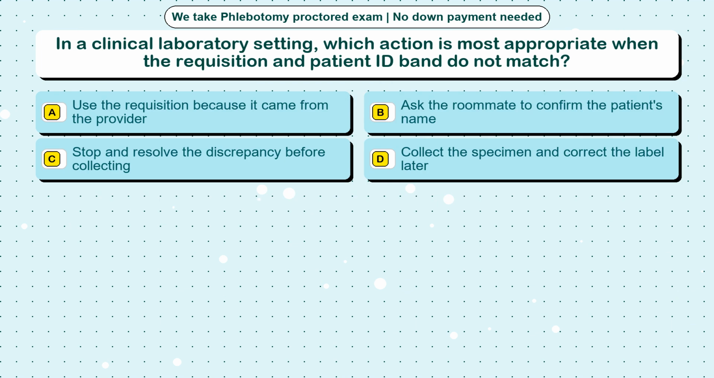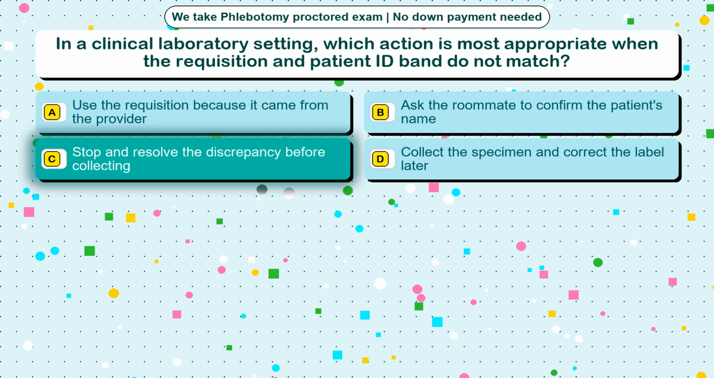Question 50. In a clinical laboratory setting, which action is most appropriate when the requisition and patient ID band do not match? Option A, use the requisition because it came from the provider. Option B, ask the roommate to confirm the patient's name. Option C, stop and resolve the discrepancy before collecting. Option D, collect the specimen and correct the label later. The correct answer is option C, stop and resolve the discrepancy before collecting.